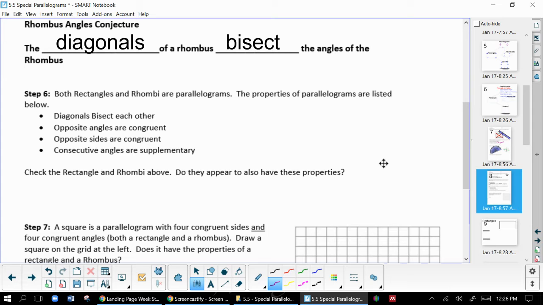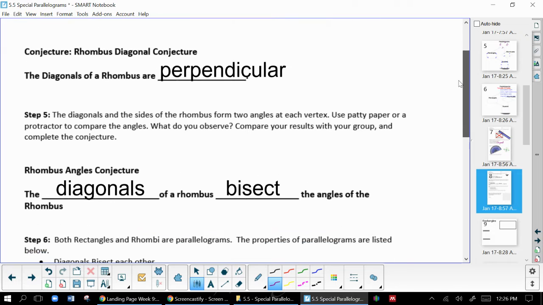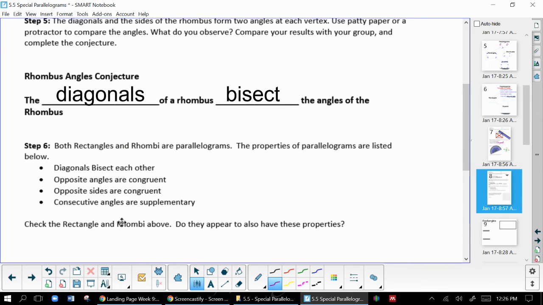That's one of the hardest things for a lot of people to understand, is that just because we only came up with 2 new conjectures for rhombuses doesn't mean that the 4 we already had for parallelograms don't still work. They do.